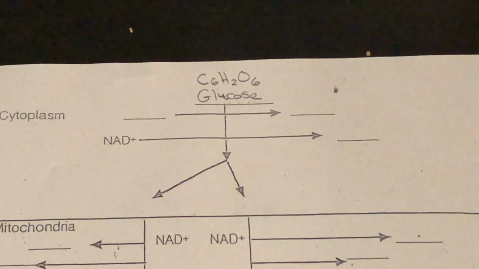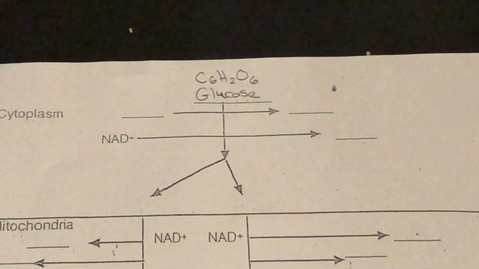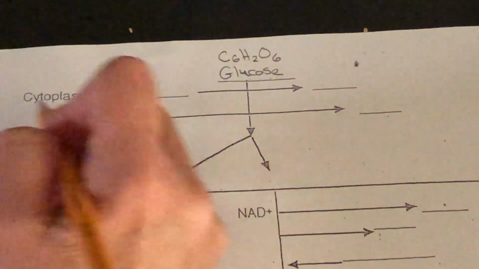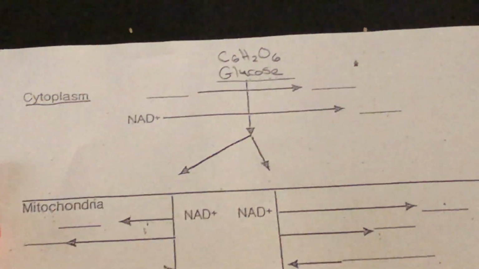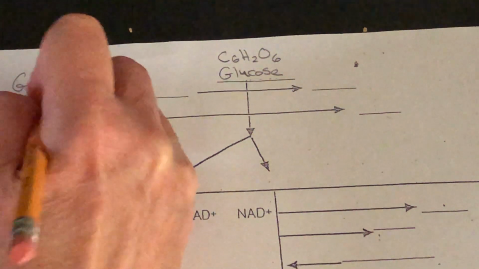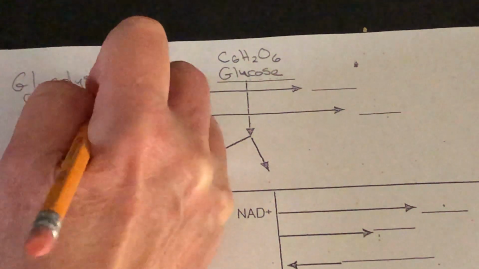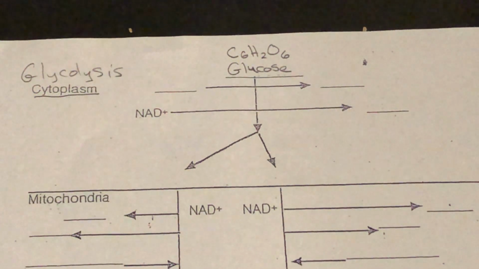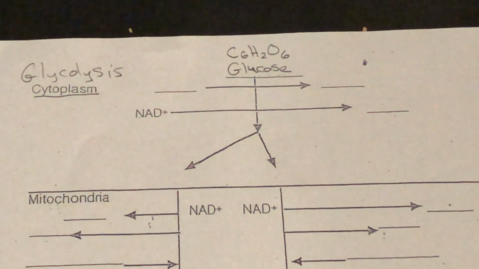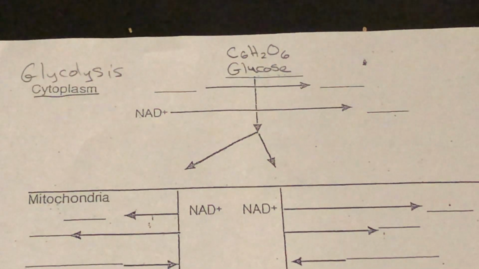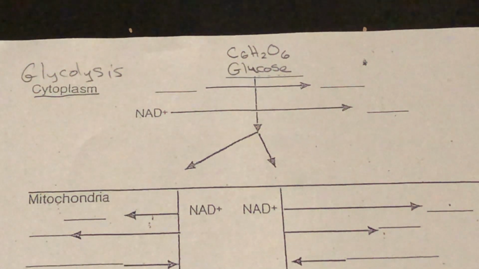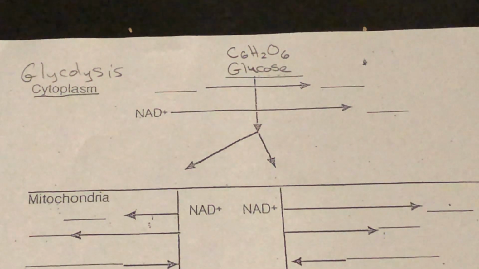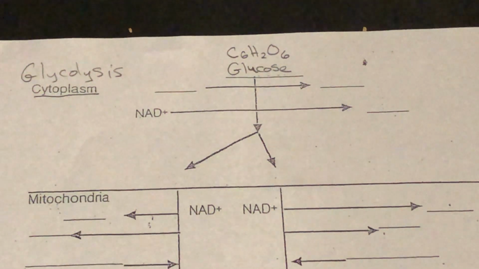What I want to focus on is what's happening right here at the top, in the cytoplasm. This is going to be glycolysis. Sometimes people like to refer to it as glycolysis because the term lysis means to split, and glyco refers to the glucose. So glycolysis as a process is when we take a glucose molecule and break it in half.